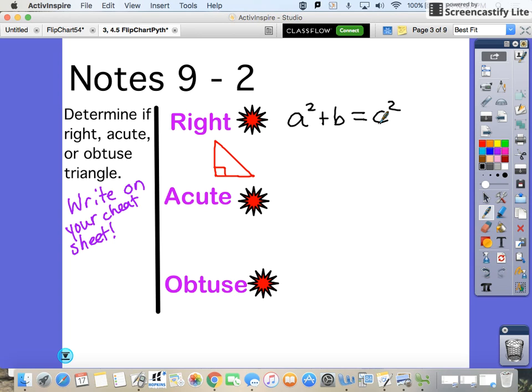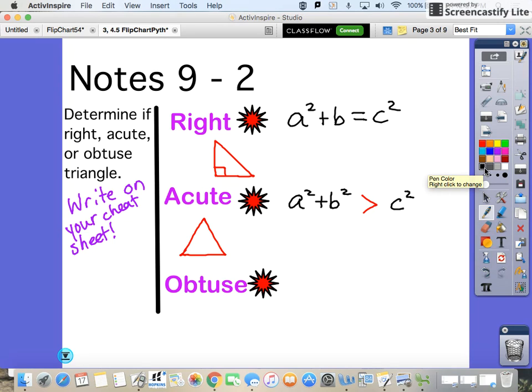Now, if a triangle is acute, what's going to happen is a squared plus b squared compared to c squared is not going to be equal. In this case, what will happen is the combination of the two legs will be greater than the hypotenuse. An acute triangle, again, looks like this, where all the angles are less than 90 degrees.